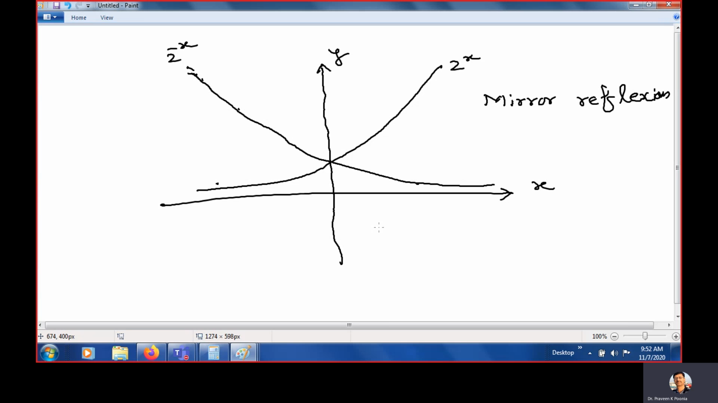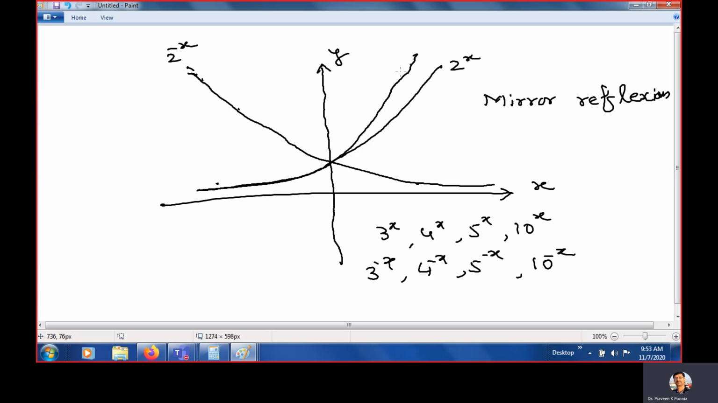Now you can draw the graph of 3 power x, 4 power x, 5 power x, 10 power x. You can also draw 3 power minus x, 4 power minus x, 5 power minus x, 10 power minus x. You can draw any graph. Clear? What will happen? Here 2 power x is this one, and the 3 power x graph will be like this one, a little more up. 5 power x will be a little more up like this one. 10 power x will be a little more up because 10 power values will be higher.